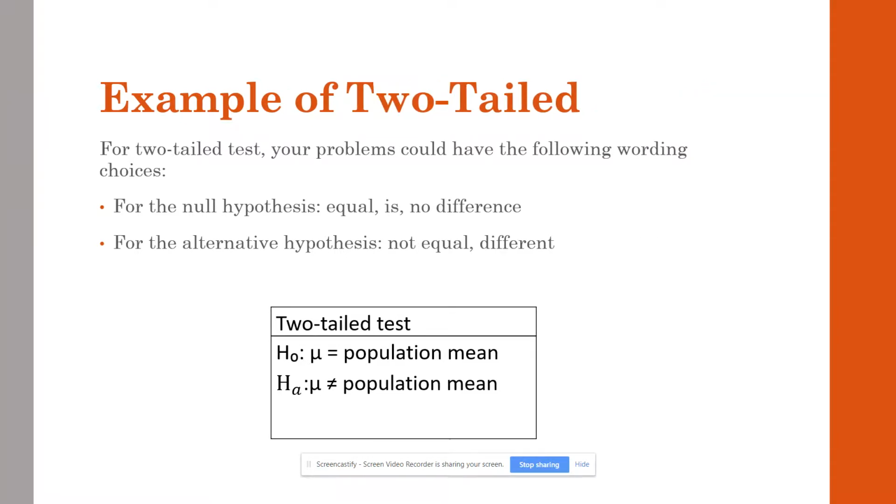An example of a two-tailed. For a two-tailed, your problems could have the following wording. For the null, it could be equal, is, or no different. And the alternative would be not equal or different.